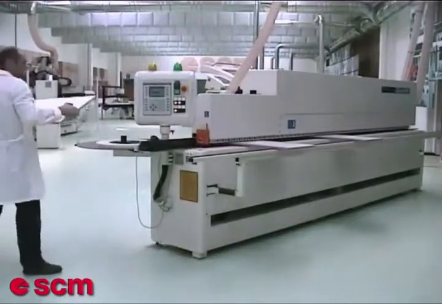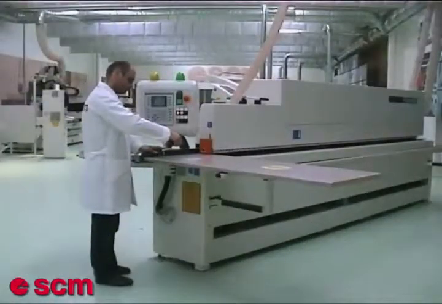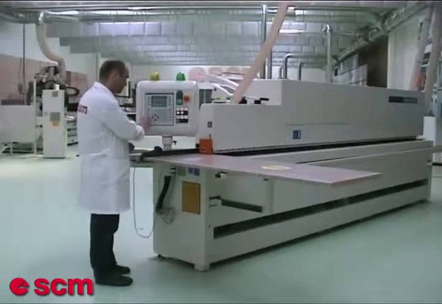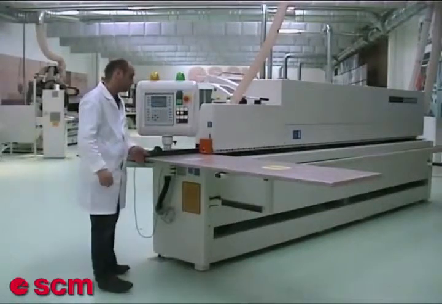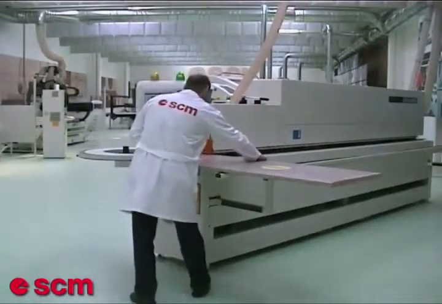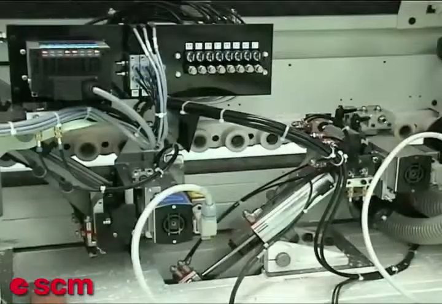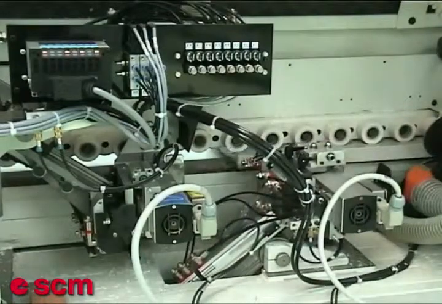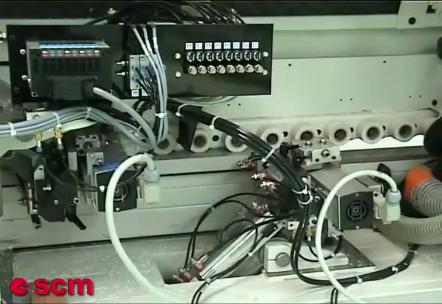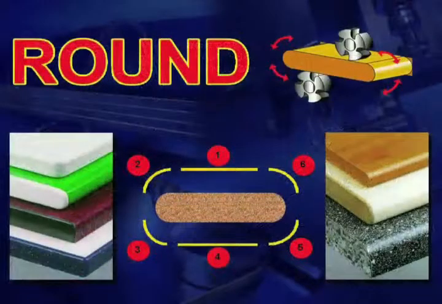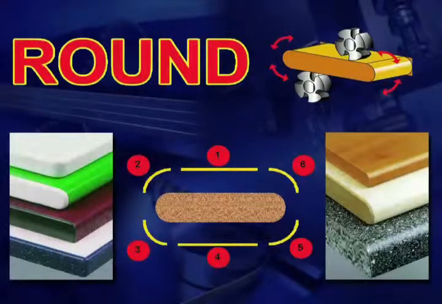Machines with rounding unit can also apply edges on soft-formed or post-formed panels. SCM has developed an extremely versatile rounding unit. It is probably the only one of its kind able to act both as a trimmer and a rounder. Its operation is divided into 6 phases. Therefore, different types of rounding can be performed, making the machine more flexible.